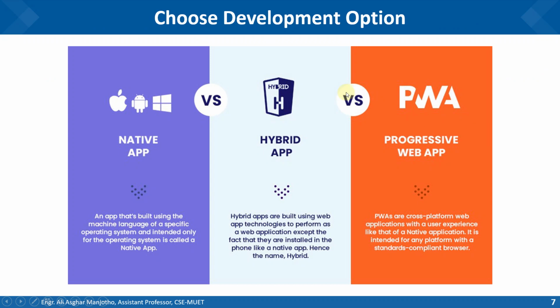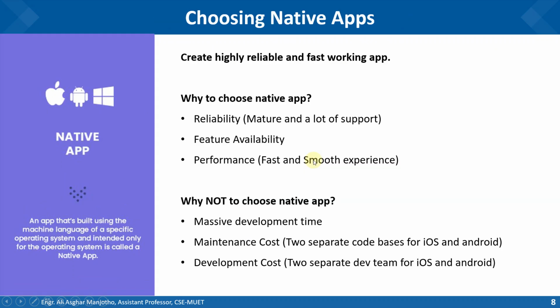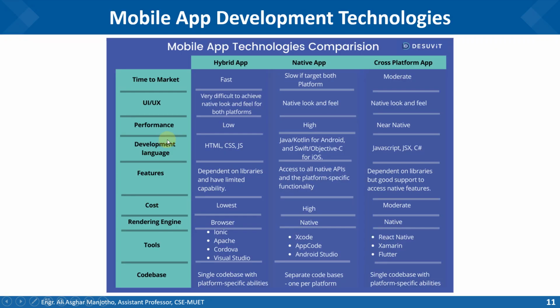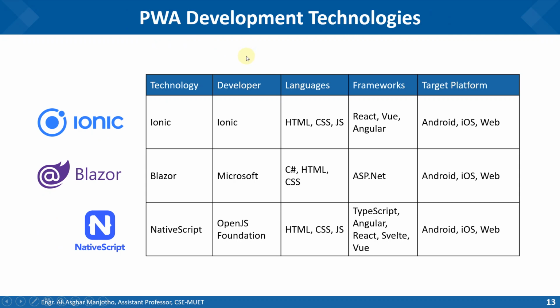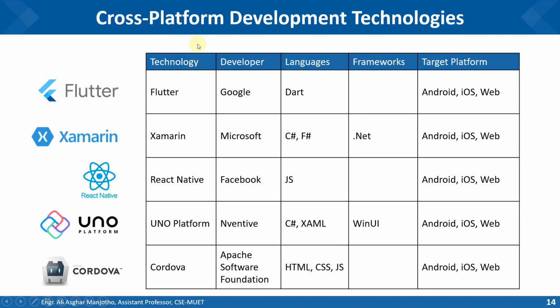But if you go in depth, you actually have three options: whether you develop the native application, hybrid apps, or progressive web apps, depending on your requirement, whether performance is a key factor or development time is a key factor, and so on. And then we saw the different frameworks available in each category, like native apps, PWAs, and cross platform applications.